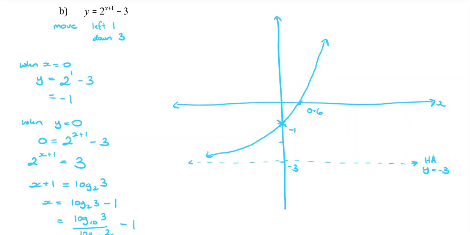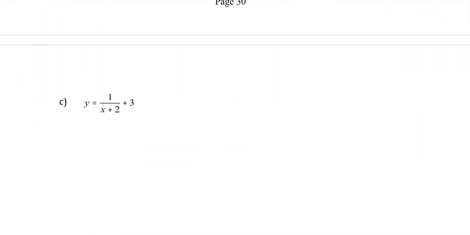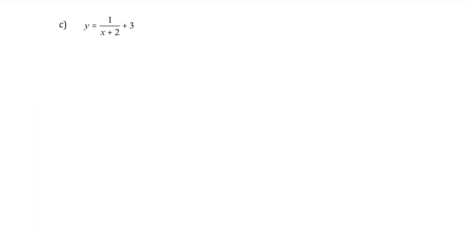There we go. All right. So there is my exponential graph. I have my y-intercept labelled, my x-intercept labelled, and my horizontal asymptote. So next page, we have got our hyperbola.